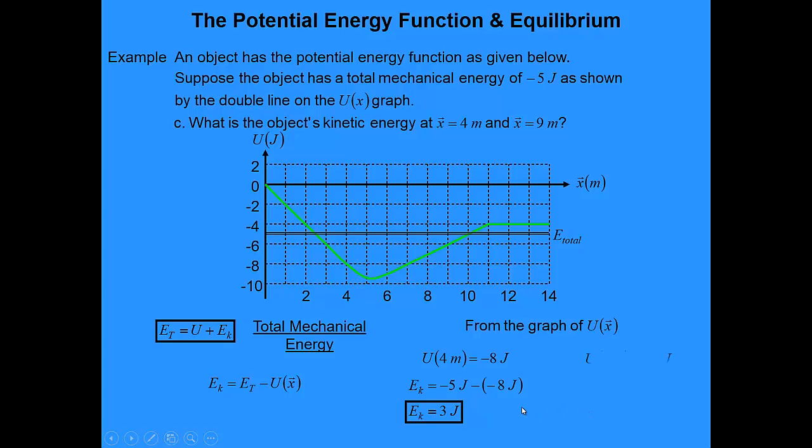In a similar way, we can say that the potential energy at 9 meters is negative 6 joules. Plug it in. Negative 5 joules minus a negative 6 joules gives us a kinetic energy of 1 joule.